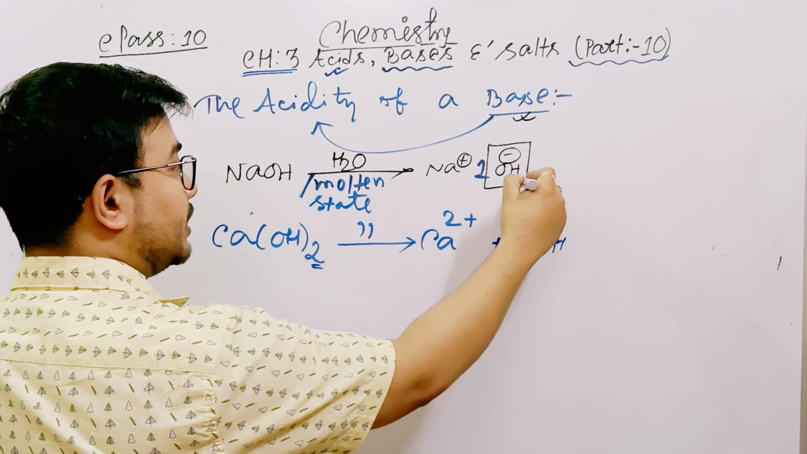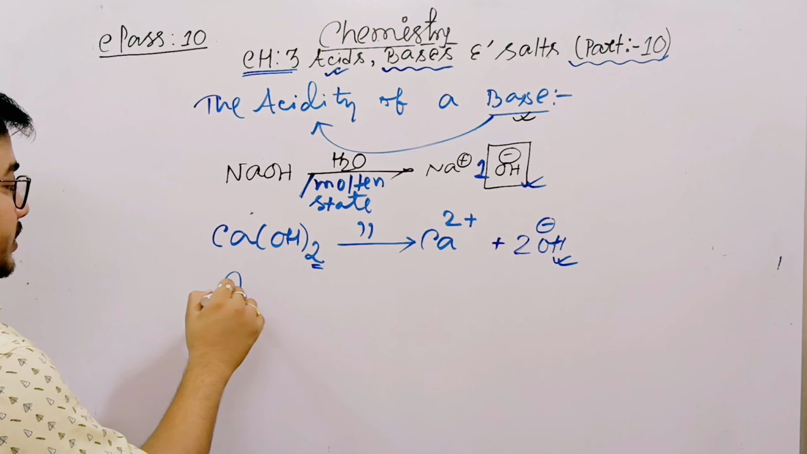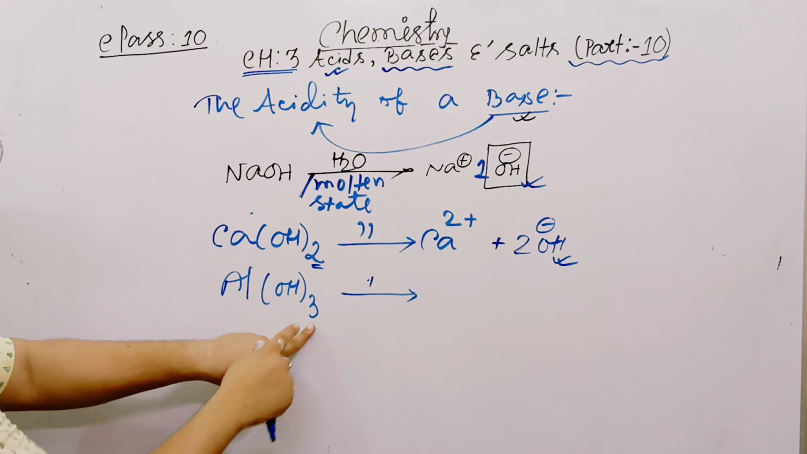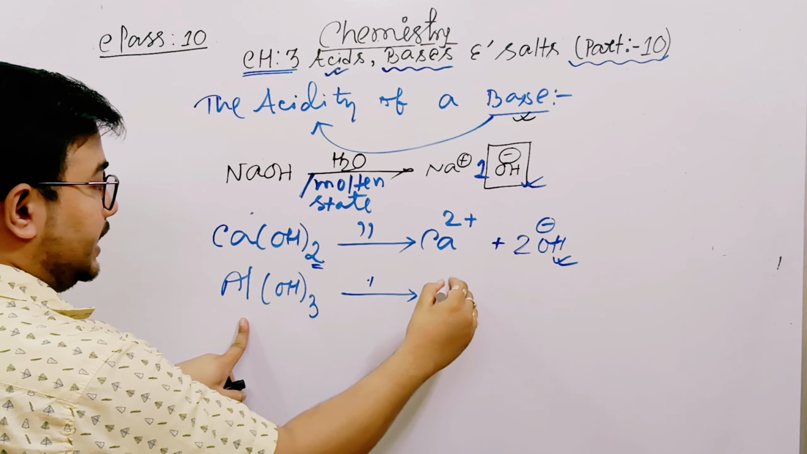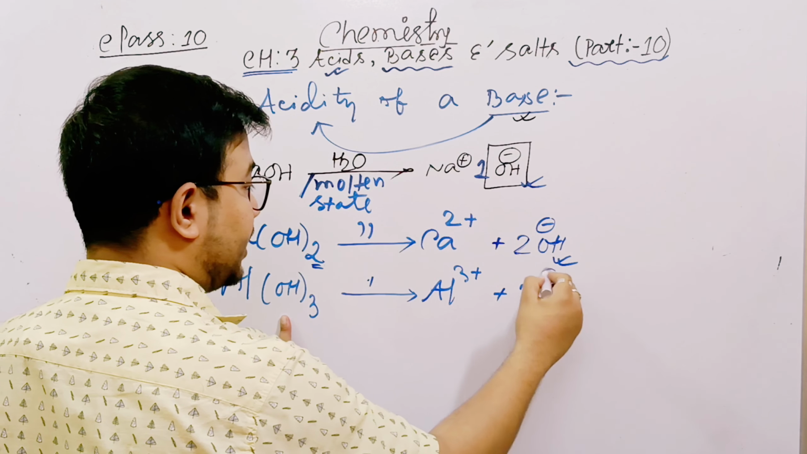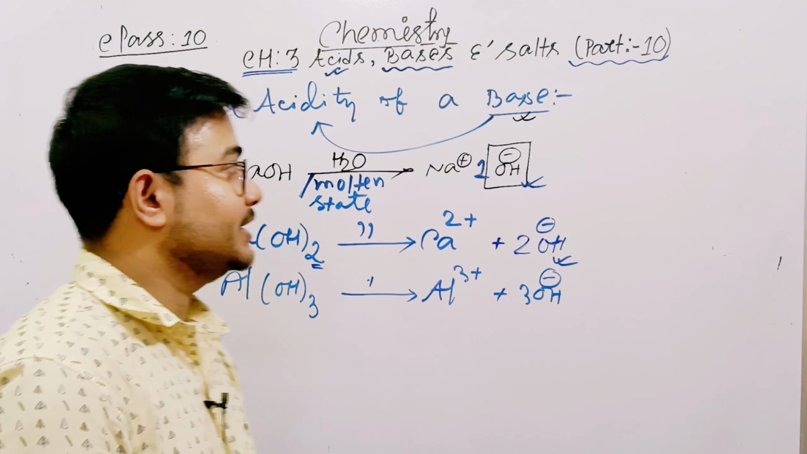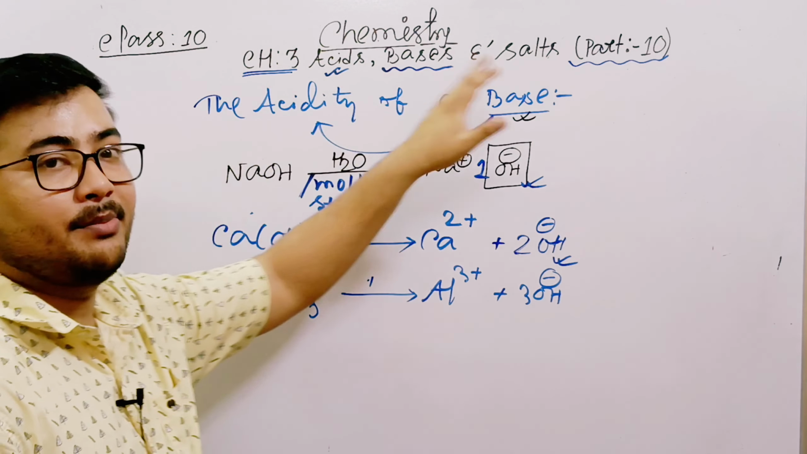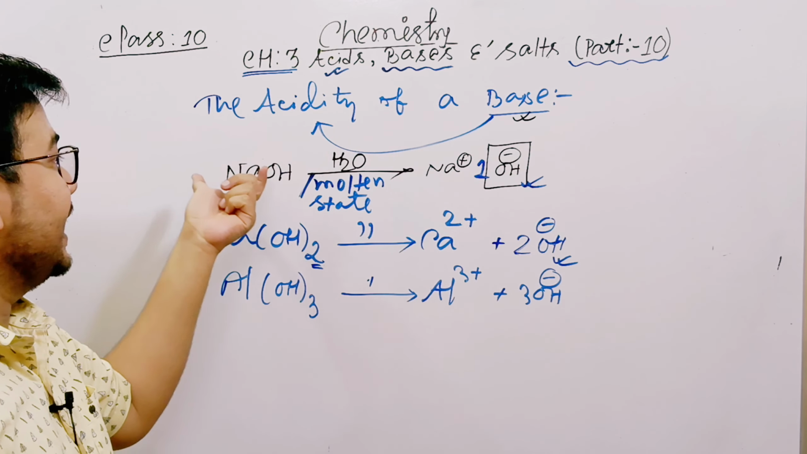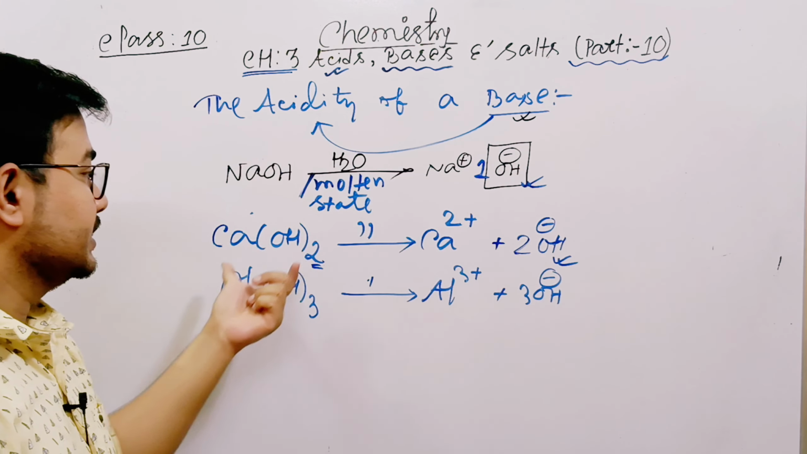In the previous case the number of OH was 1, here it is 2. Now suppose Al(OH)3. I already told you the other number is raised to the power. So Al3 plus, and how many OH? 3. So 3 OH minus. Here, see, 1 OH minus, 2 OH minus, 3 OH minus. So what is the acidity of a base? Here the number of OH minus is 1, so its acidity is 1. Here its acidity is 2. Here it is 3.